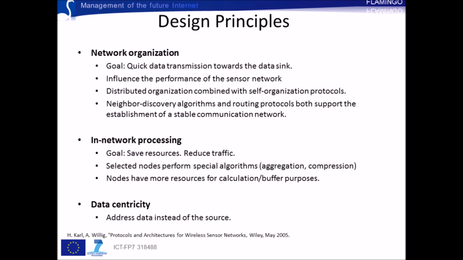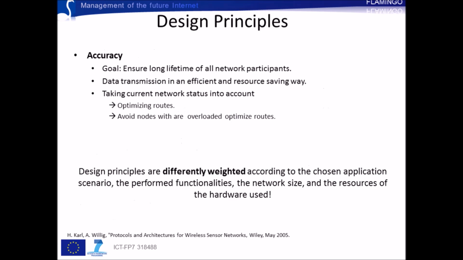In-network processing has the goal to save resources and to reduce the traffic within the network. Therefore, you have selected nodes in the network performing special algorithms like aggregation or compression of the data. Usually, those nodes have more resources for calculation and buffer purposes than usual sensor data collecting nodes. Data centricity addresses the data instead of the source for transmitting.